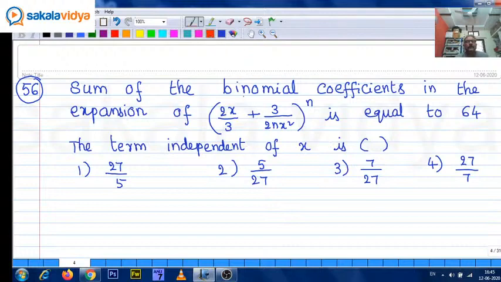So first, the sum of the binomial coefficients is given. That means put x is equal to 1 here. Then you will be getting the n value. After getting the n value, we need to find out the term independent of x. Okay, now r is equal to n by 3. Okay, that's all. Right.